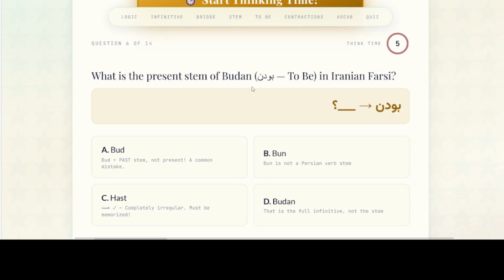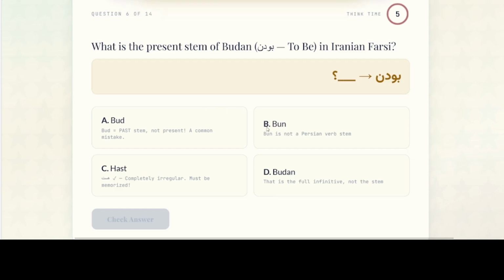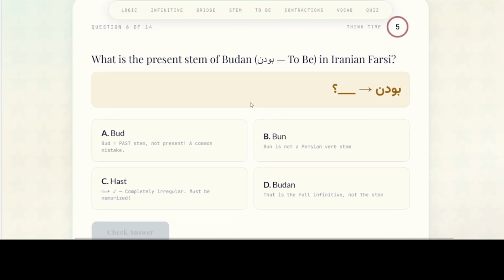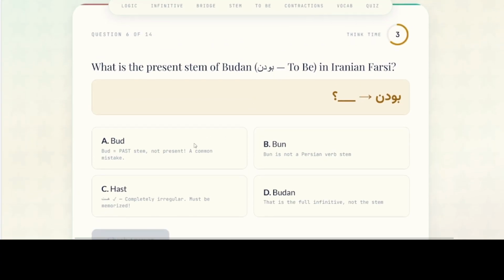What is the present stem of budan? We said the to-be verb is budan in Persian. And then what was the present stem of it? It said you need to memorize it. Yeah, it's easy. It's hast.